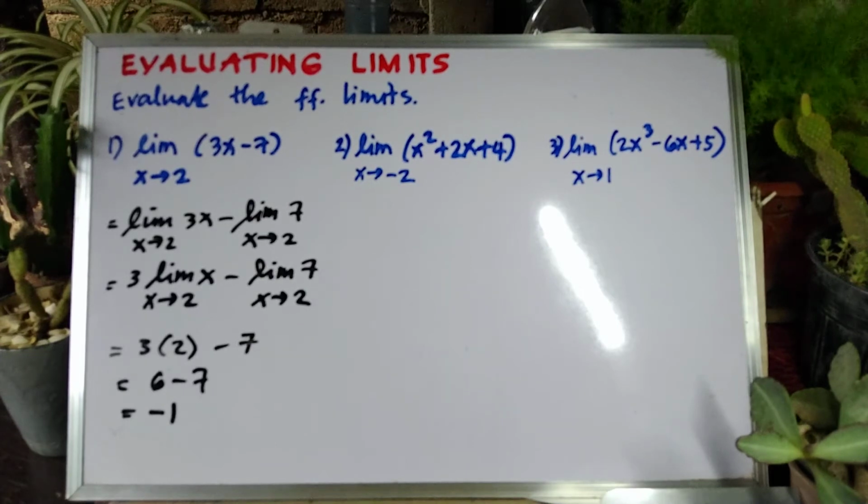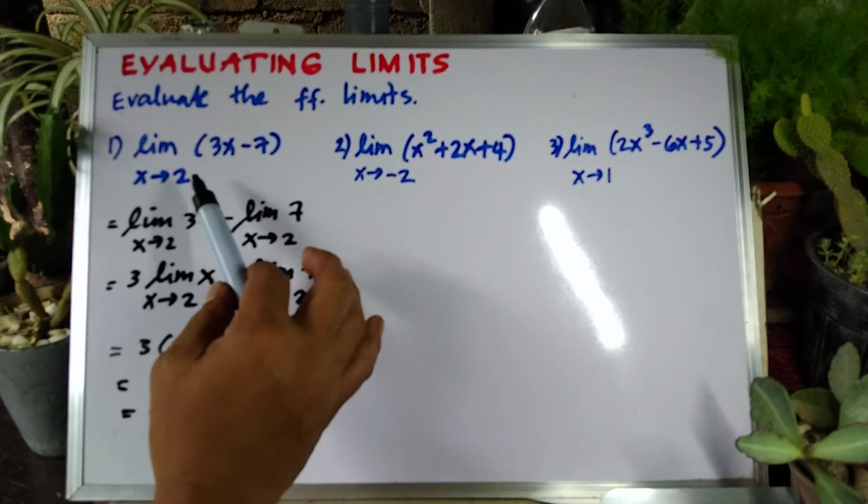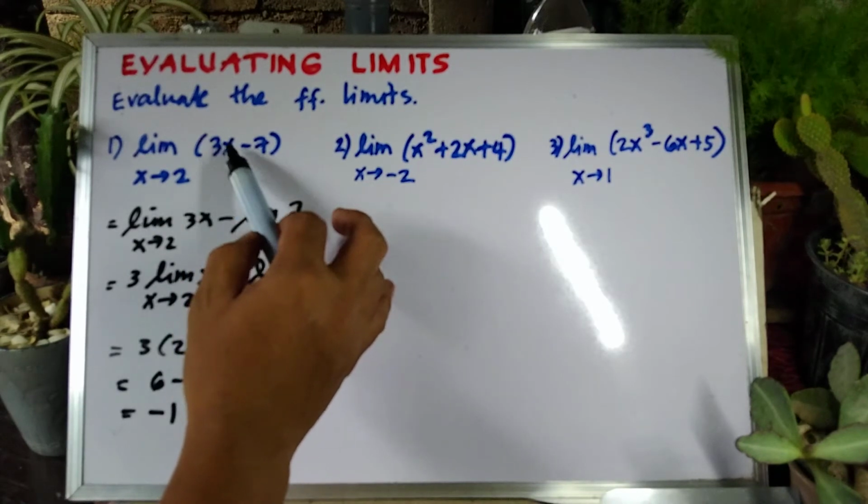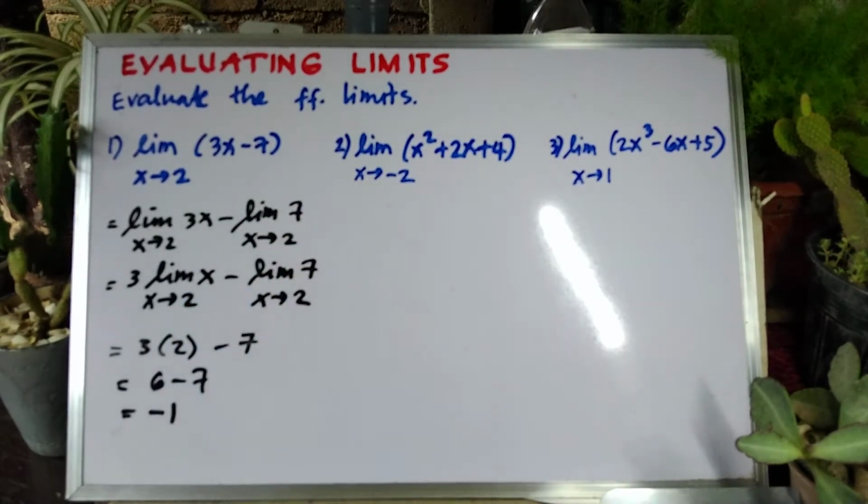If you are already good at this, you can do it directly. Substitute 2 for x. So, 3 times 2 is 6, minus 7, that is negative 1. Okay?